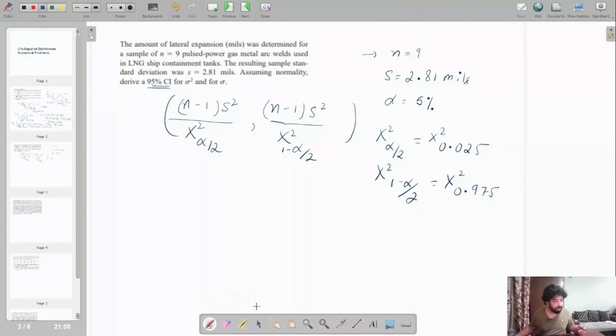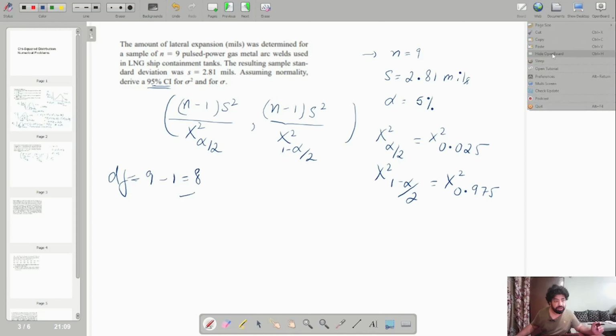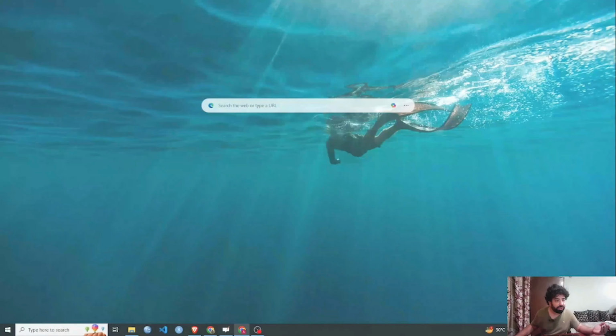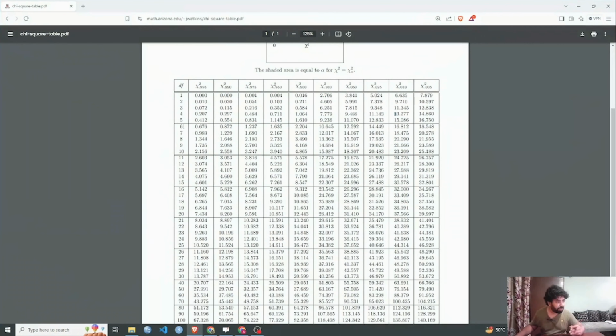Also, the one important thing I have to mention here is, since we are going for sample standard deviation, my degree of freedom in this case will be 9 minus 1, that is n minus 1, and it is going to be 8. So I am going to look at the table where degree of freedom starts from 8. All right, so I'll just hide open board and I will come to the table. I have to go through this row.